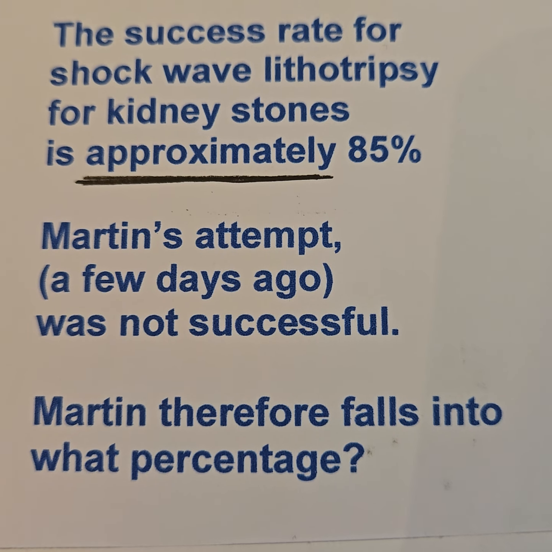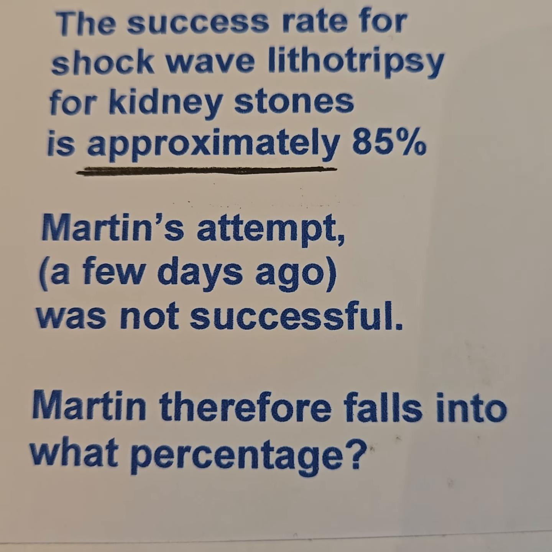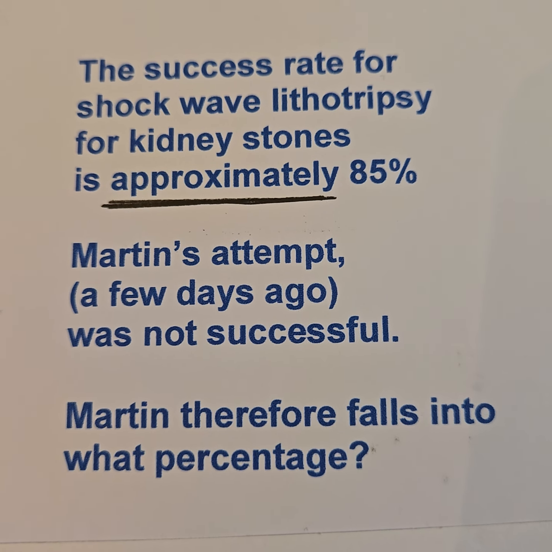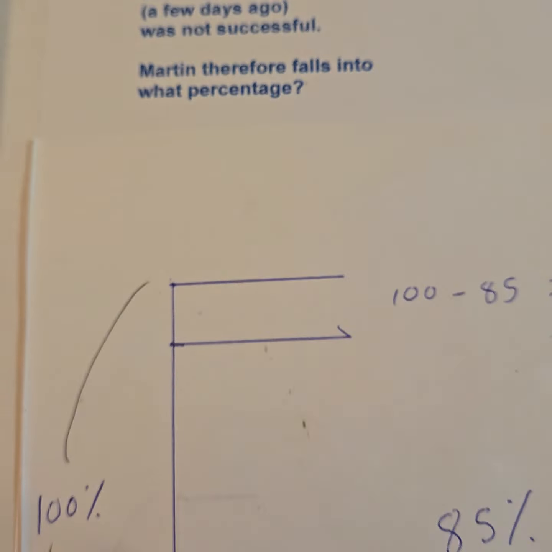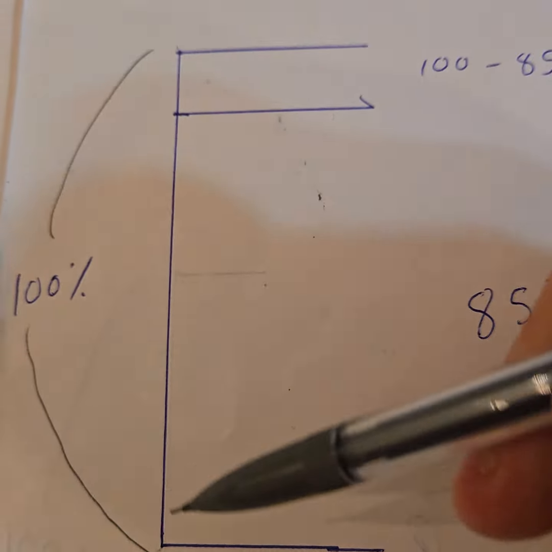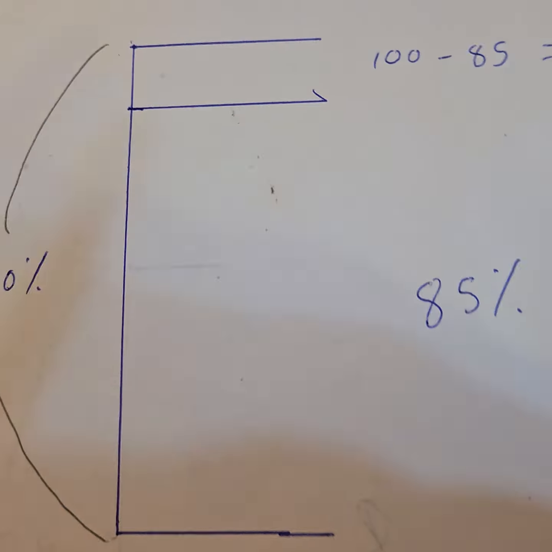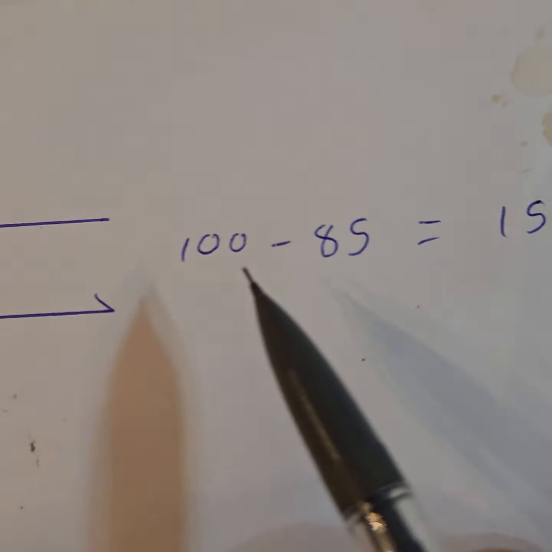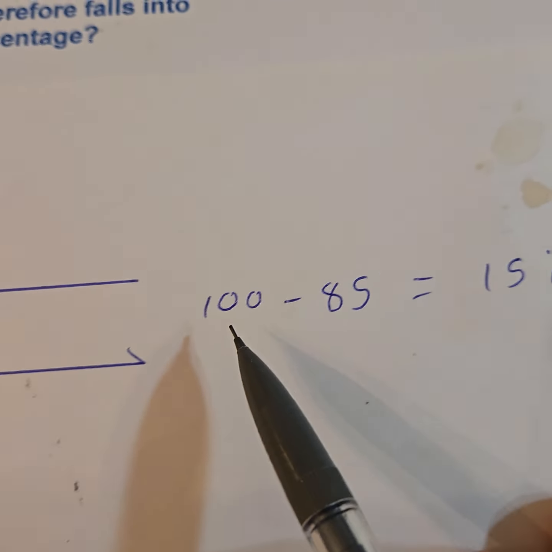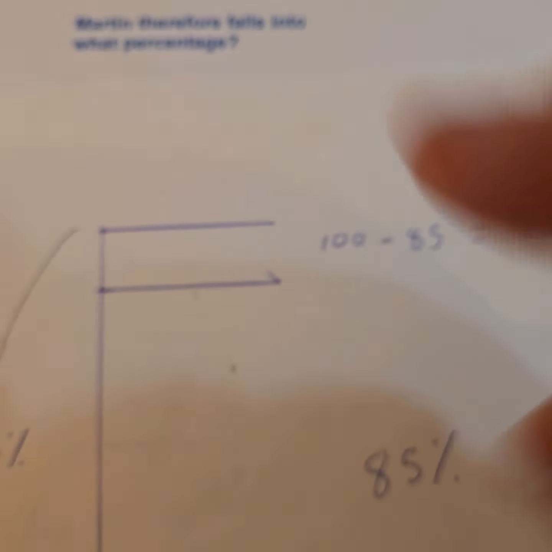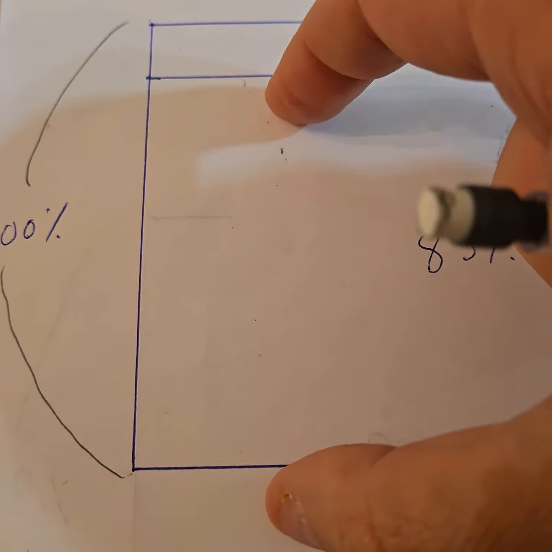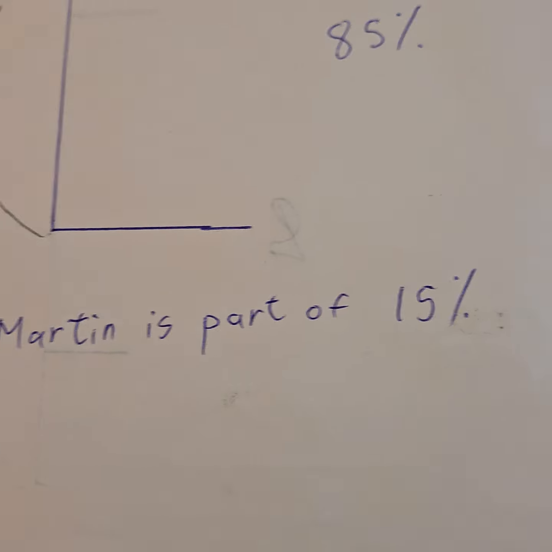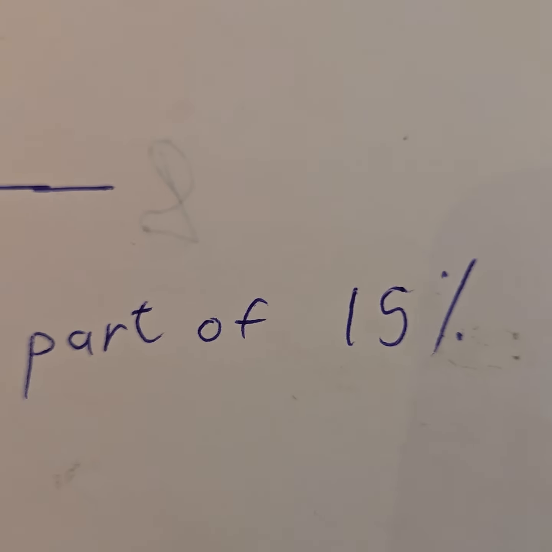Martin's attempt a few days ago was not successful. Martin's therefore falls into what percentage? What percentage is not successful? So there's a diagram. 100% represents all the shockwave. If 85% are successful, to add up to 100, the unsuccessful must be 100 subtract 85. That gives me 15%. So Martin is part of the 15%.